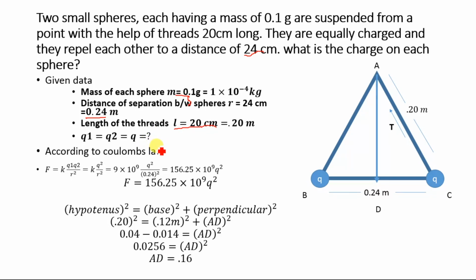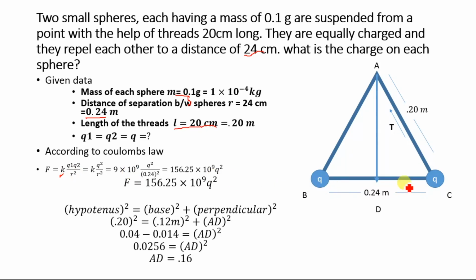Now for solving this numerical, the first thing we will use is Coulomb's law. According to Coulomb's law, we know that the force of attraction or repulsion between two charges is given by F is equal to K Q1 Q2 by R square. This K is equal to 1 over 4 pi epsilon naught, and the value of this term K is 9 multiplied by 10 power 9.